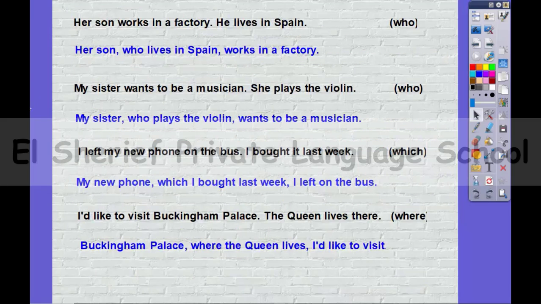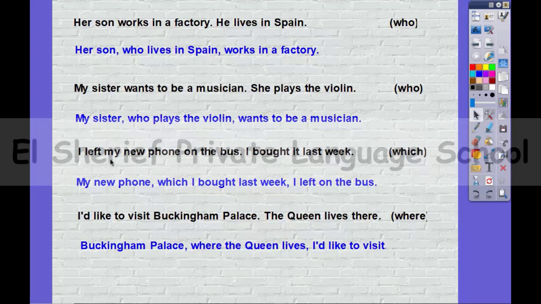So now let's read these examples on non-defining relative clauses. Number 1. Her son works in a factory. He lives in Spain. So, her son, who lives in Spain, works in a factory. We put the non-defining relative clause between two commas. Number 2. My sister wants to be a musician. She plays the violin. Use who. So, my sister, who plays the violin, wants to be a musician.